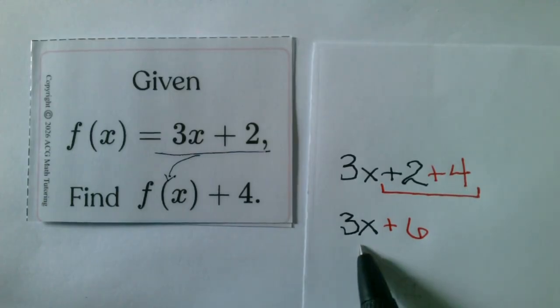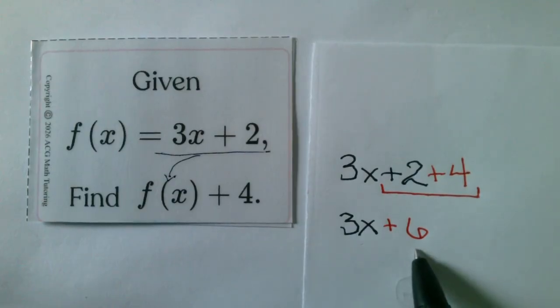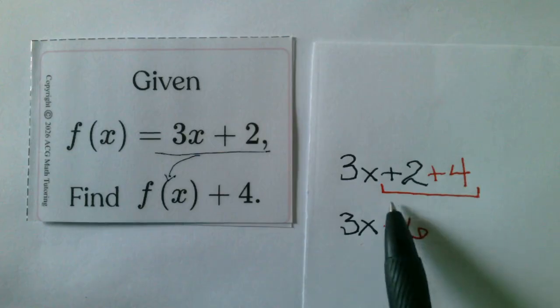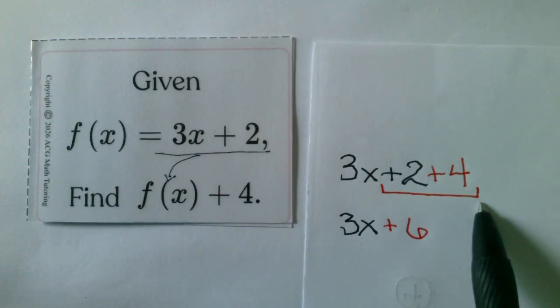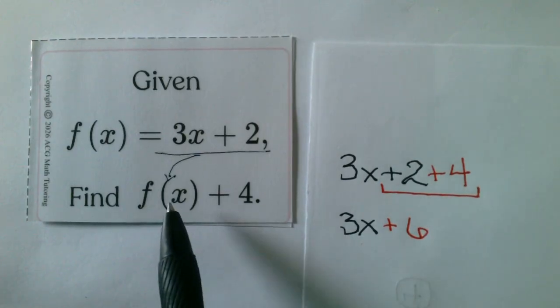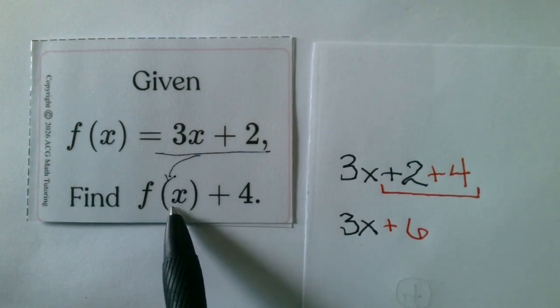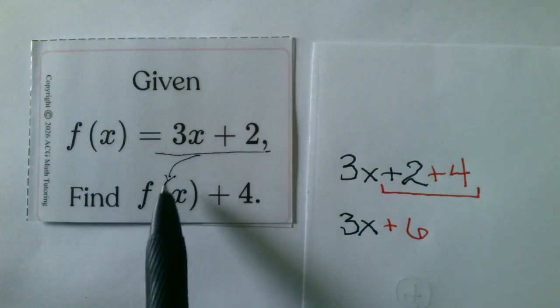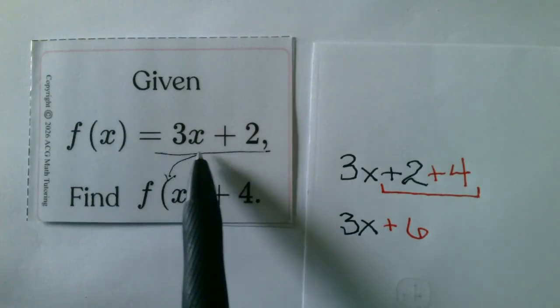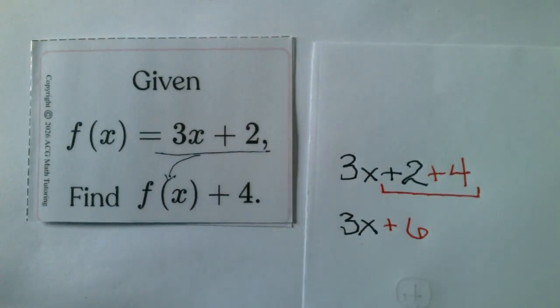Okay, do we see it now? We're not doing any kind of combining of the 3x and the 6 because they're not like terms. We're always trying to combine like terms. So this time we didn't substitute for the x, we substituted for the f of x, which was my 3x plus 2.